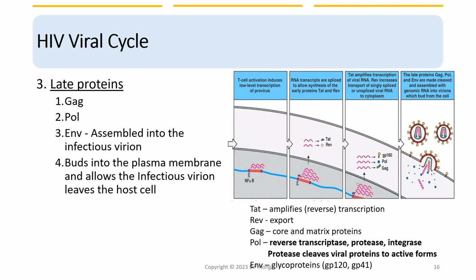The late proteins GAG, POL, and ENV are assembled into an infectious virion, which buds from the plasma membrane of the host cells and allows the infectious virion to leave the host cells and infect new cells.